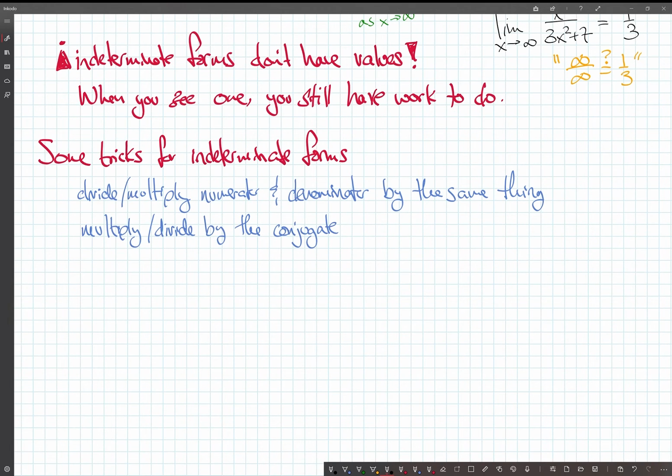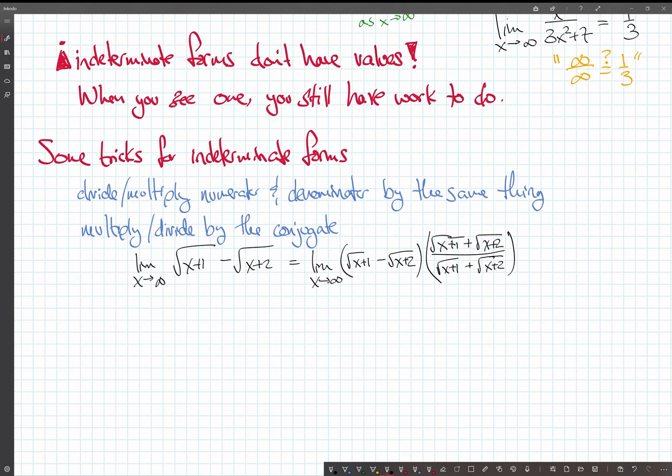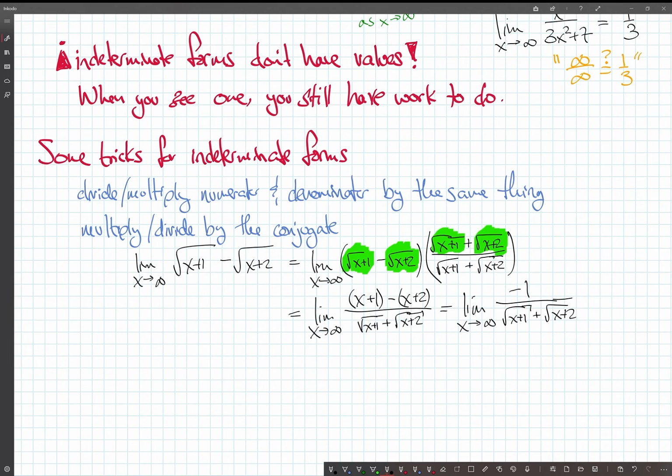Another algebra trick is called multiplying or dividing by the conjugate. This is useful when you have things like square roots. Okay, you can't subtract square roots. There's no nice formula for that. But the nice thing about a difference is if you multiply a difference of two things by the sum of those same two things, you end up with some squares. In this case, the squares we end up with are the squares of the square root of x plus 1 and the square root of x plus 2. Now notice what happened.